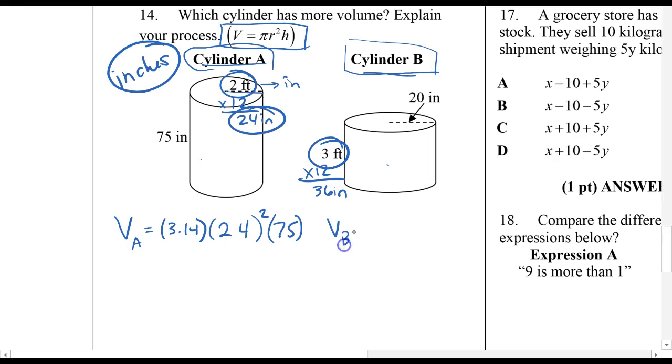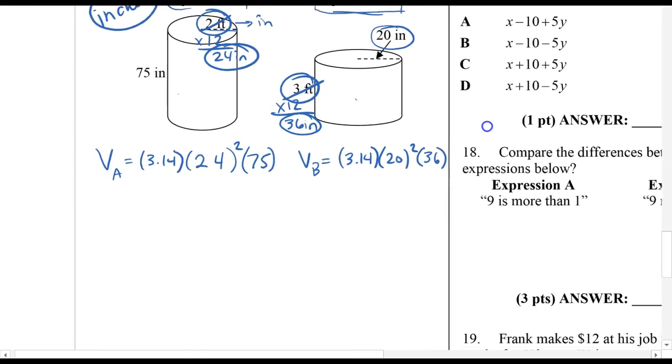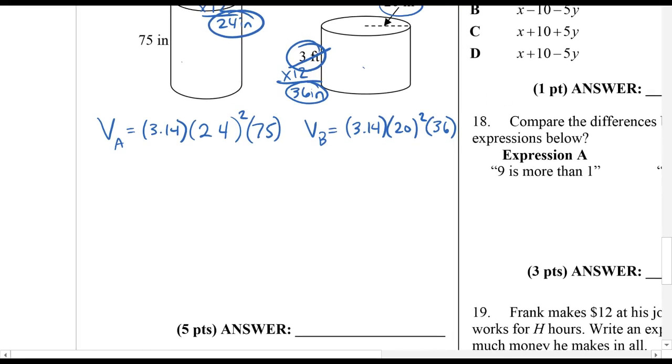Now let's do B. 3.14 is always the same, pi, times the radius squared, and this radius is 20. And this height is 36, because remember, we're not using the 2 and the 3 anymore. We converted them. Now, all I'm going to do is plug these in the calculator.